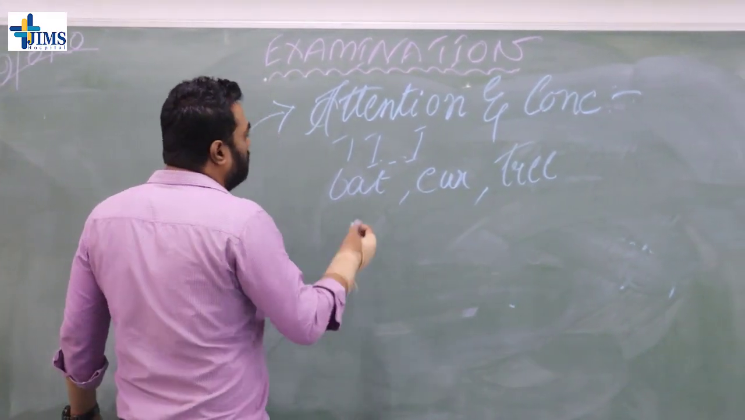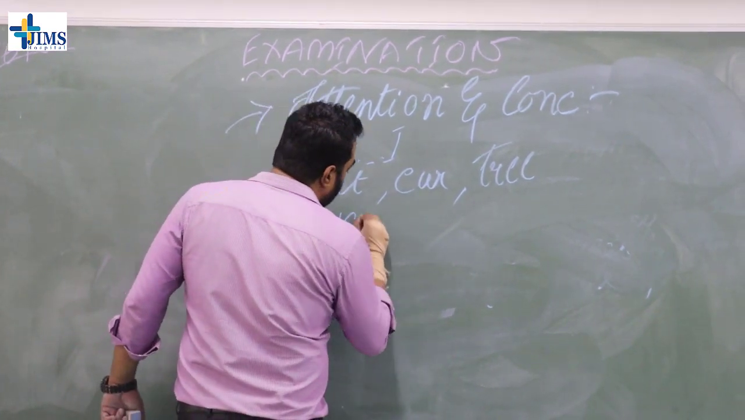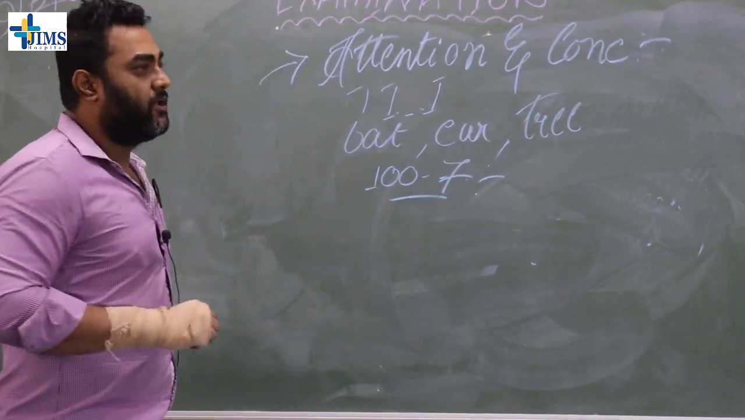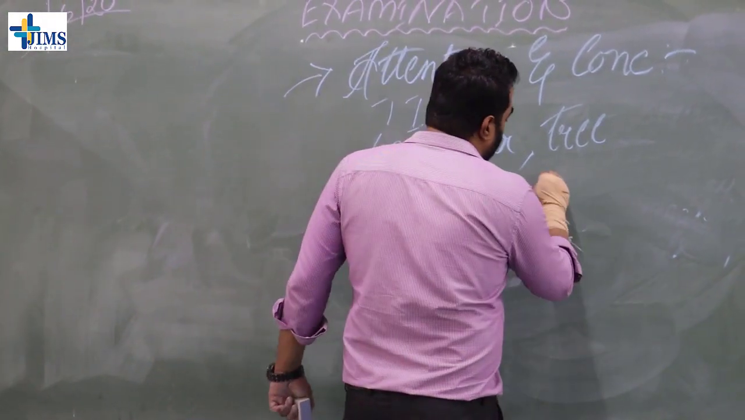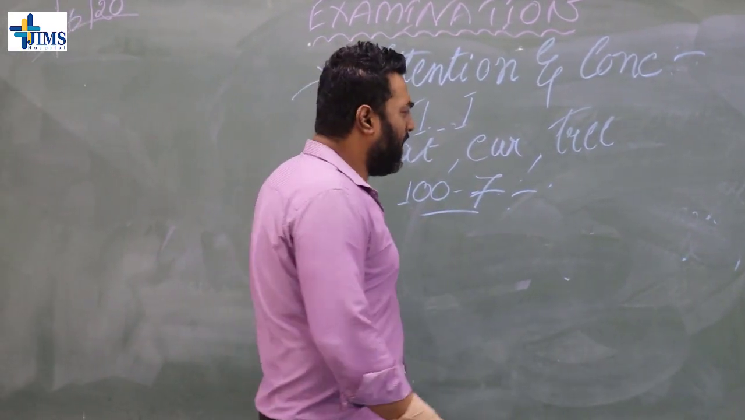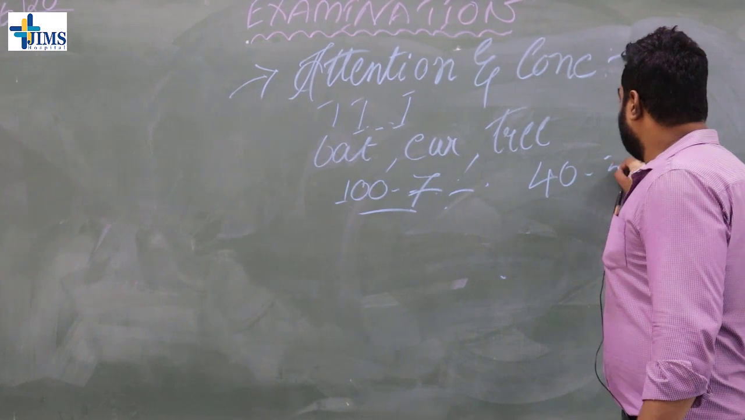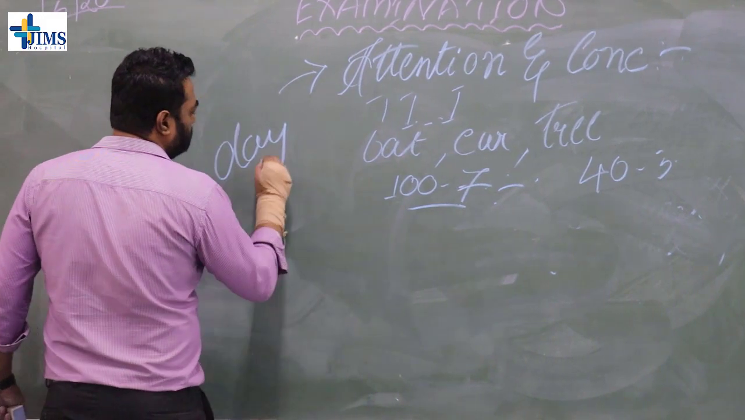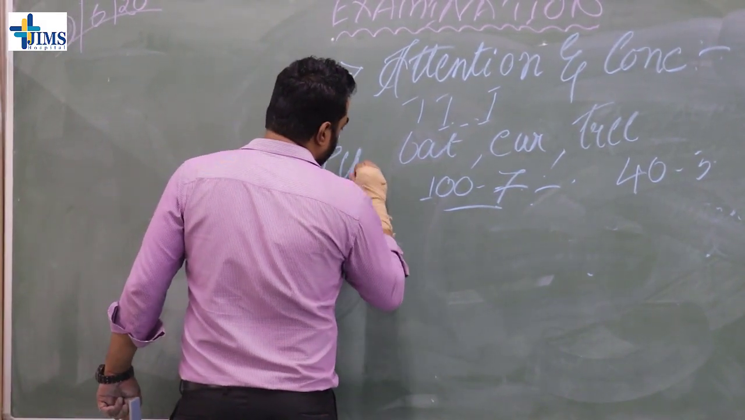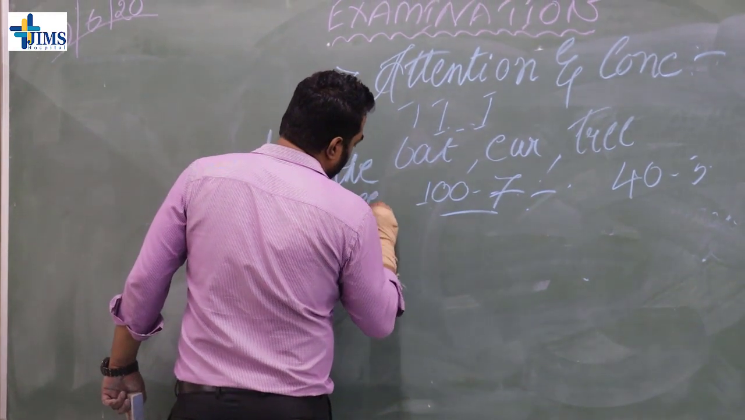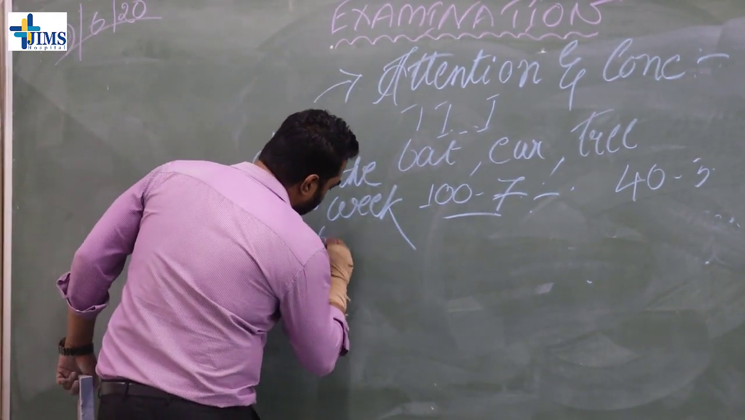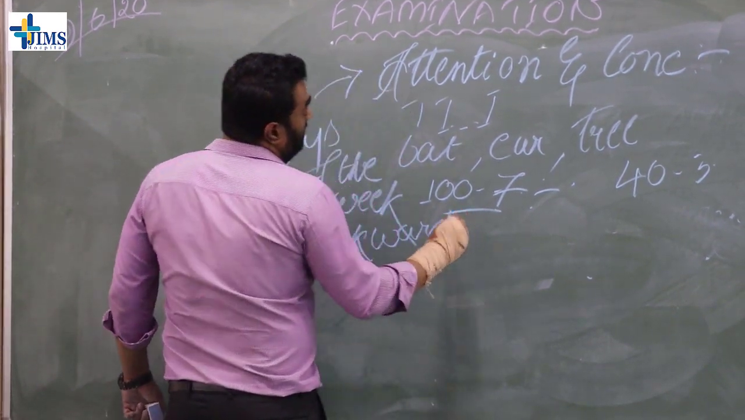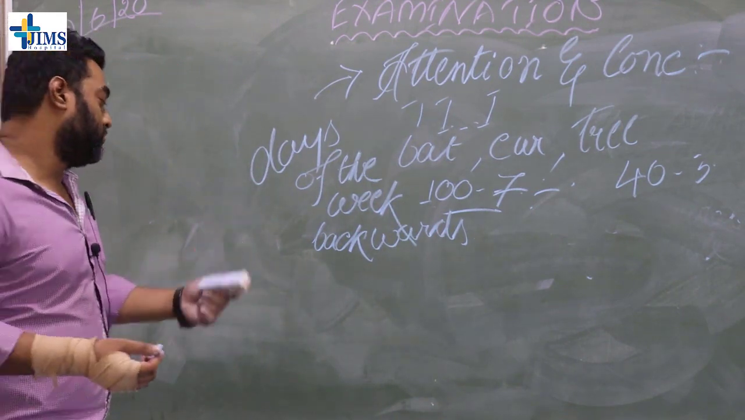Good. Another consideration is we ask the patient to go from 100 minus 7, up to 5 times. If the patient is literate. If the patient is not that literate, we can even ask 40 minus 3, or days of the week backwards. Even if that's not possible, then the days of the week forwards.